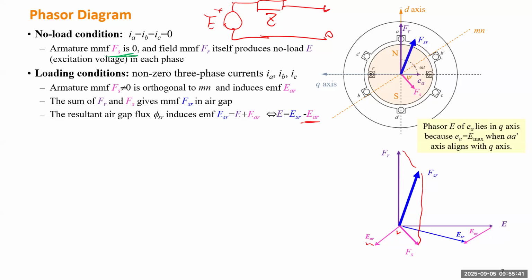Okay, so E will be constant, but when the current increases, which means the load increases, the voltage on this side may be different. That is because we have some internal impedance, and we want to model that internal impedance. So E will be the constant one, only depending on the field current.